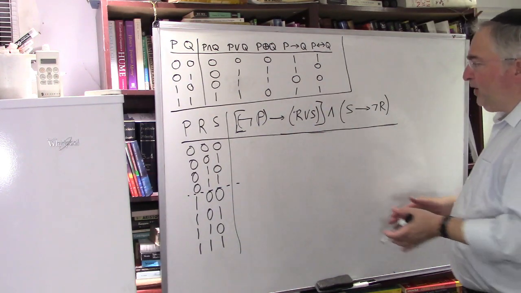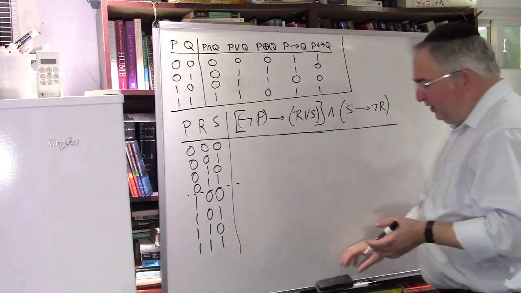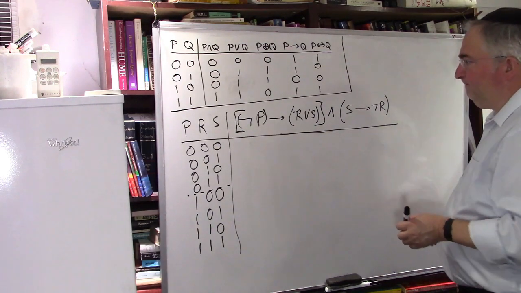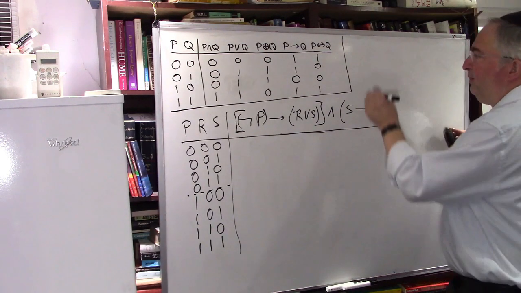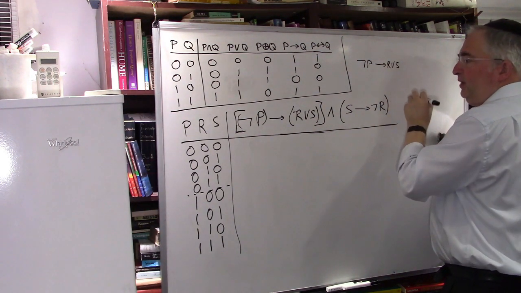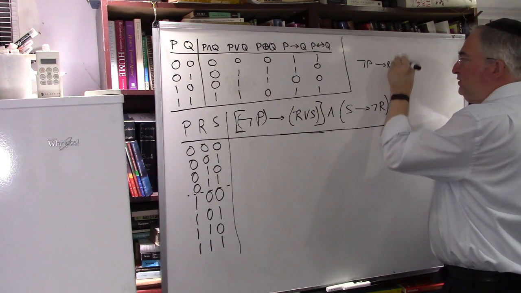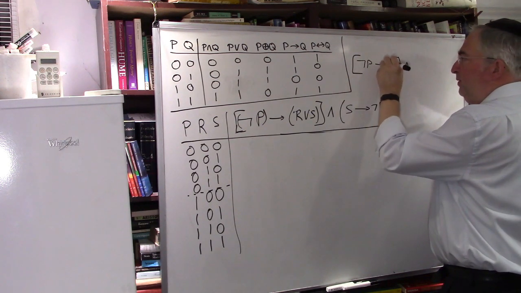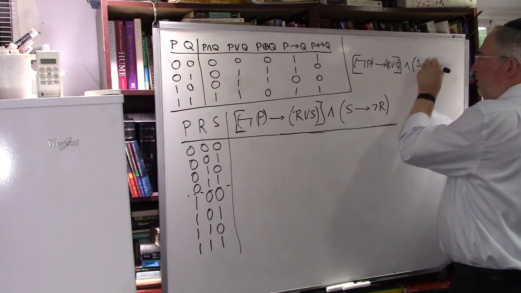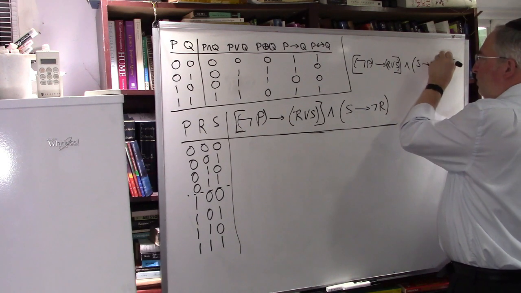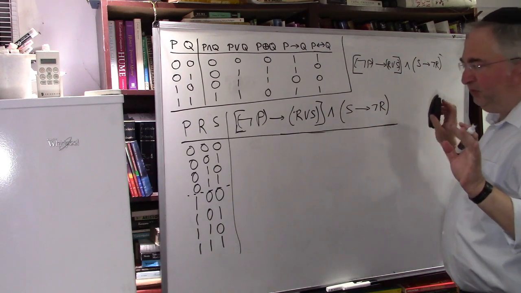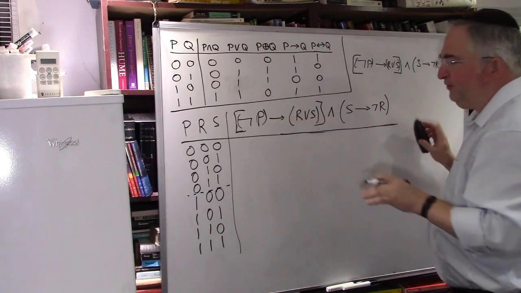They say like this: you want to evaluate it? Let's evaluate it one at a time. I'm going to write the problem over here. Not P, arrow, R or S, and so this is square brackets. We'll put a round bracket here, a round bracket here, and S arrow, not R. Okay, that's the problem. By the way, the square brackets and the round brackets don't mean anything. There's no difference. I just want to separate them.